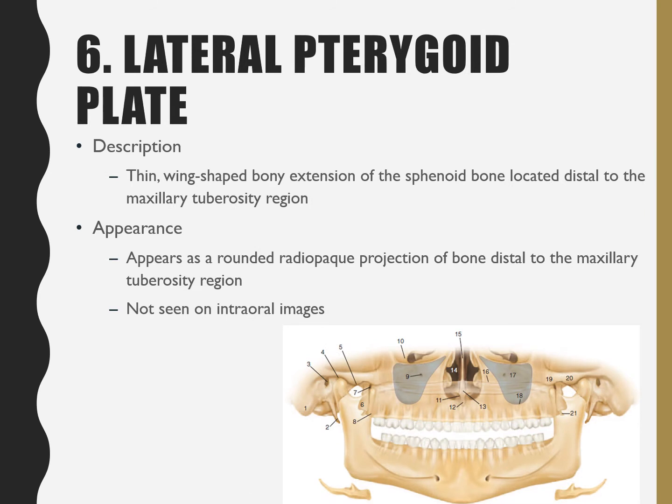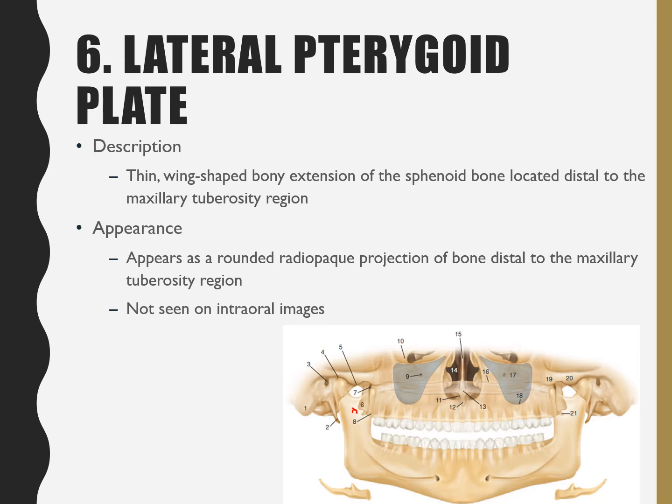Number 6 is the lateral pterygoid plate. It is a thin, wing-shaped bony extension of the sphenoid bone located distal to the maxillary tuberosity region. So it looks like this thing right in here, right? This is the part where the hamulus comes off the bottom, right? We saw that one on our intraoral radiographs. But anyway, number 6 is the lateral pterygoid plate.